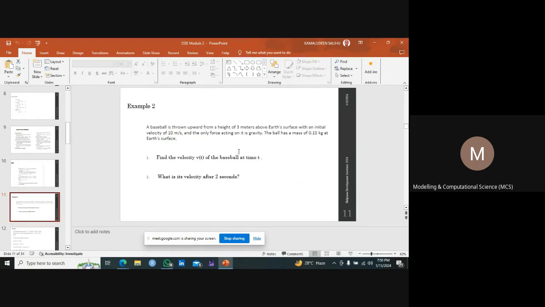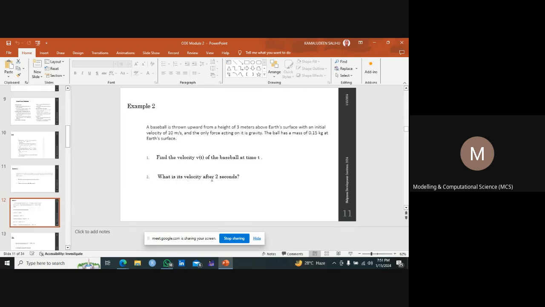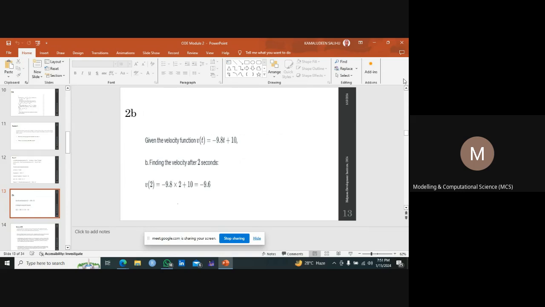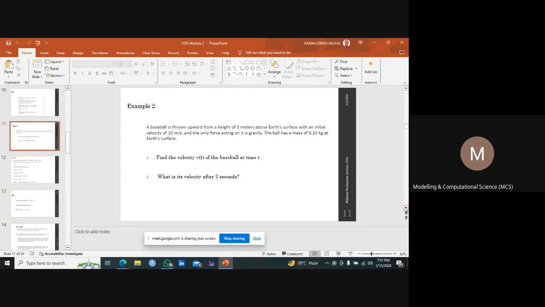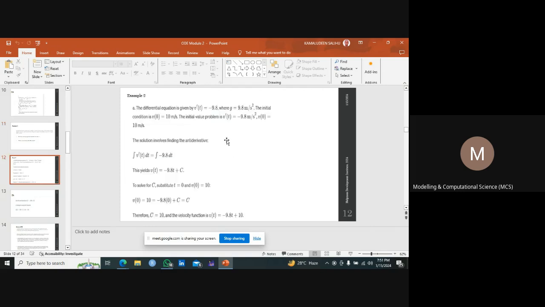So the second example is this. A baseball is thrown upward from a height of 3 meters above Earth's surface with an initial velocity of 10 meters per second, and the only force acting on it is gravity. The ball has a mass of 0.15 kg at Earth's surface. Find the velocity of the baseball at time t. So what is its velocity after 2 seconds? What we are only trying to explain to each other here is just how to substitute the initial value condition.